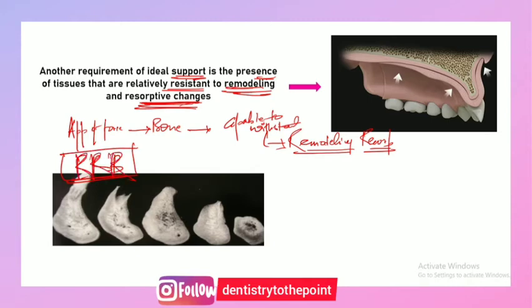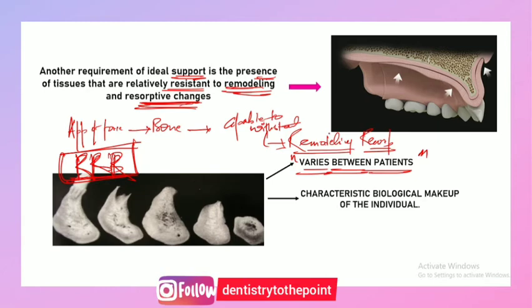Now this residual ridge resorption, as described by many authors, varies between different patients. There is no single rate of residual ridge resorption because there are n number of factors involved. Along with that, the characteristic biological makeup of the individual, that is, the physiology or the morphology of the bone present, the physiological conditions, and anatomical factors. There are various factors which are responsible for residual ridge resorption.